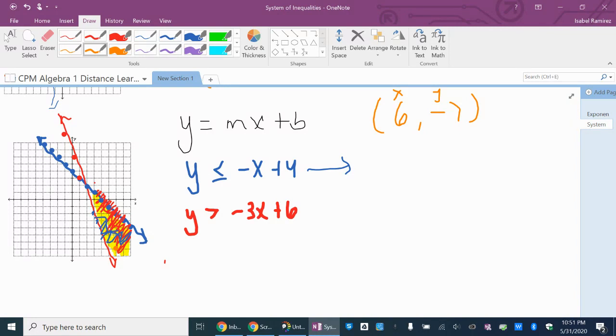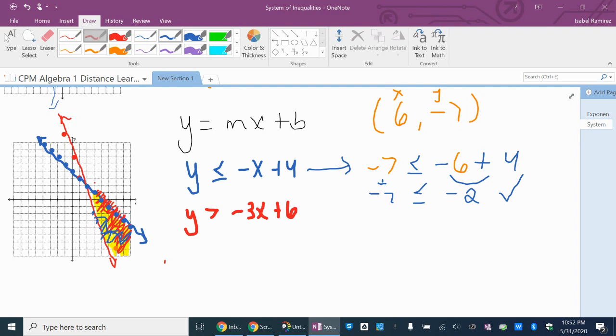So for the first inequality, I have y, and y is -7, is less than or equal to negative x, and now x is 6, plus 4. So we're going to do just some simple math here. So I'm going to leave the -7 alone. And -6 plus 4 is -2. -7 is less than or equal to -2 is absolutely true because it's less than.